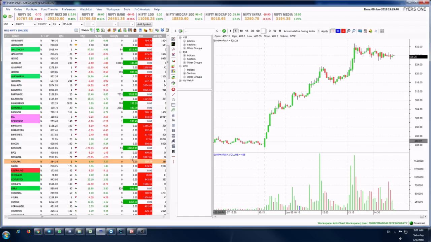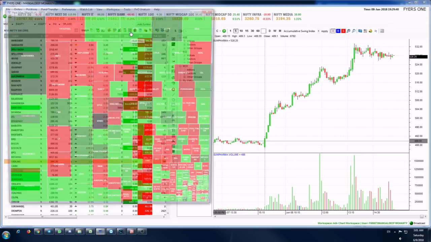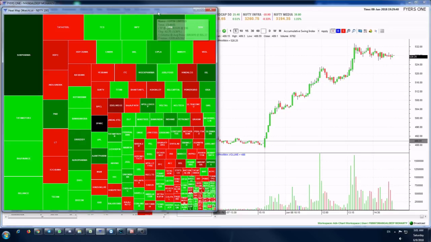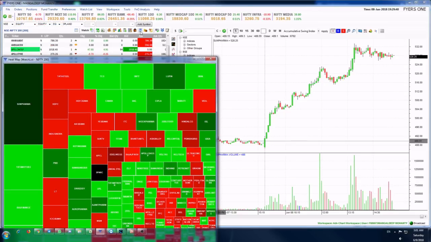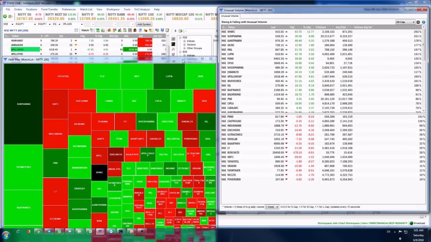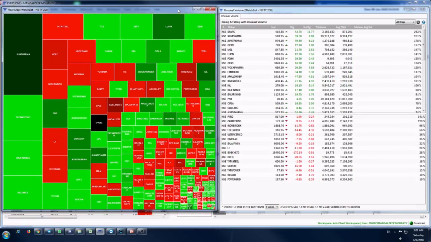So this is the HYIT terminal. This is the desktop version. The name of the desktop version is HYIT 1X. The thing that I'm talking about is you see this icon here, you click on it, this is the heat map. And you see another mobile kind of icon here, you click on it and you get the unusual volume. Now how do you read what is happening here?